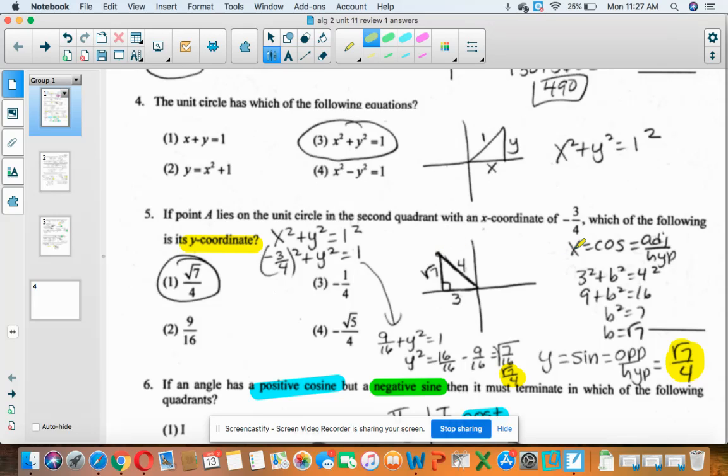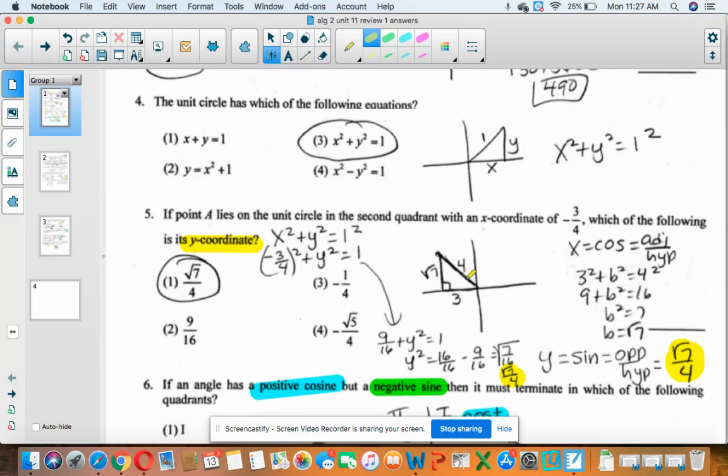And I am trying to find, remember, x is my cosine. Cosine is adjacent over hypotenuse. So basically, the adjacent side, if my angle right here is negative 3, and then my hypotenuse is 4. So I'm using the Pythagorean theorem in order to find this missing side right here. Okay, again, so cosine is adjacent over hypotenuse.